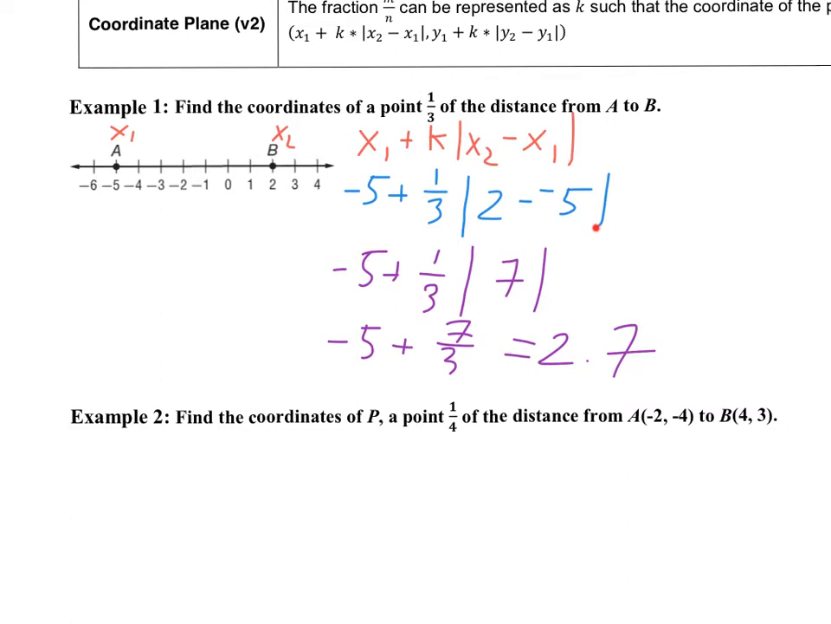We plug in our known values. Folks, remember, when we subtract a negative, that's the same as adding a positive. So 2 minus -5 gives us 7. So we plug in our values, we simplify, we get -5 plus 1/3 of 7, -5 plus 7 over 3, which equals approximately 2.7. All right, let's take a look at example 2.